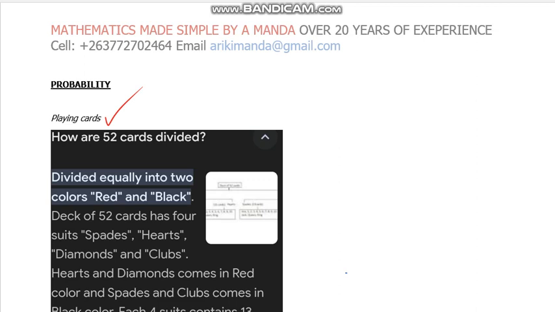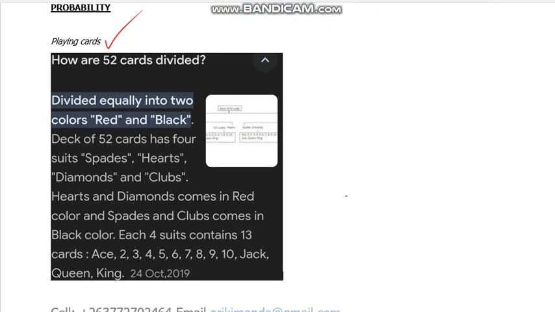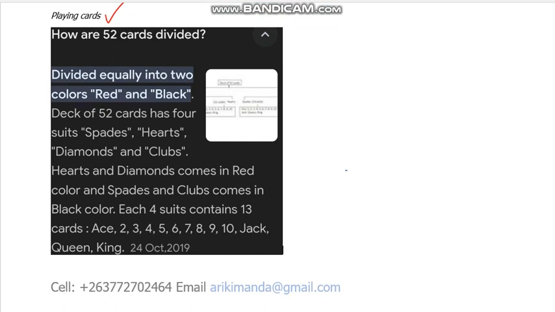Playing cards are divided into two colors. But before we talk about colors, what is the number of playing cards? How many are there in a deck of cards, or in a pack of cards? There are 52 playing cards.